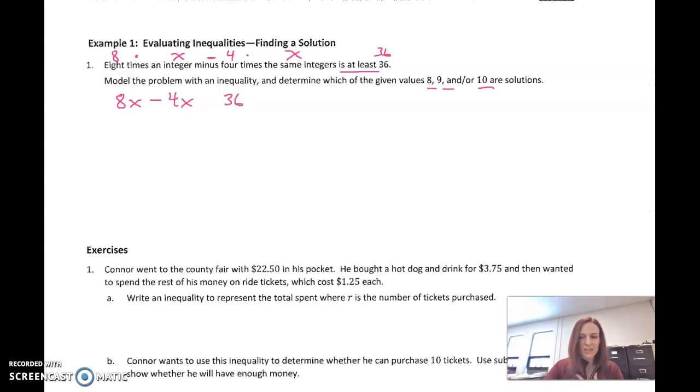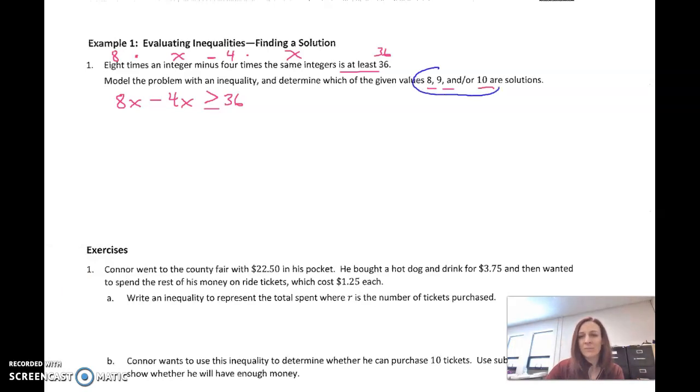So if it's at least 36, can it be less than 36? No, it has to be greater than 36. Can it be equal to 36 if it's at least 36? Sure. All right, so it's greater than or equal to. I'm going to leave it like this for now, but you absolutely could simplify this and do 8x minus 4x is greater than or equal to 36. I'm not, just for getting us used to this, but you absolutely can.